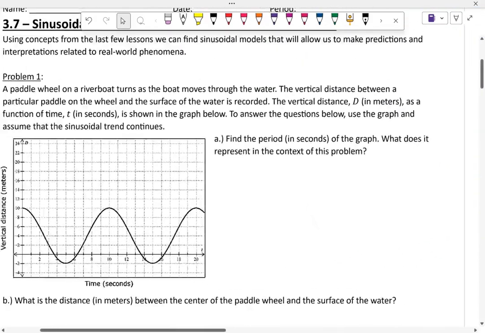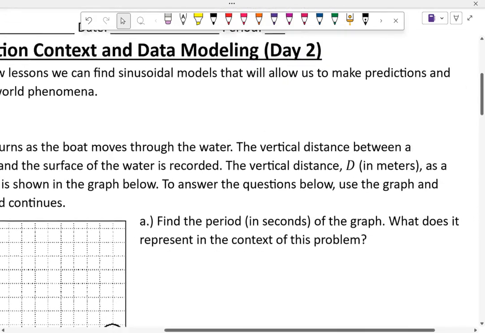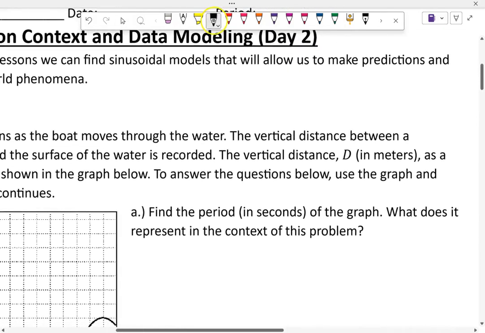So we are talking about the paddle wheel on a riverboat as it moves through the water. So up top here, let's draw a little paddle wheel. So it's a circle, right? Where we have the different paddles going along the circle.